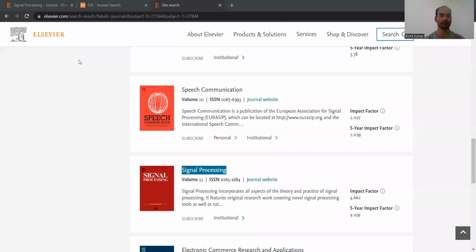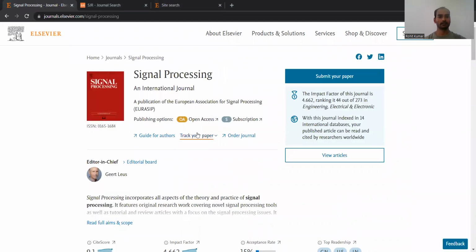Hey there, my name is Rohit Kumar, and today we are going to discuss another important journal of Elsevier, that is Signal Processing. So, what is so special about this journal and why should we discuss it? Let's explore. Signal Processing, as you can see here, is the home page.